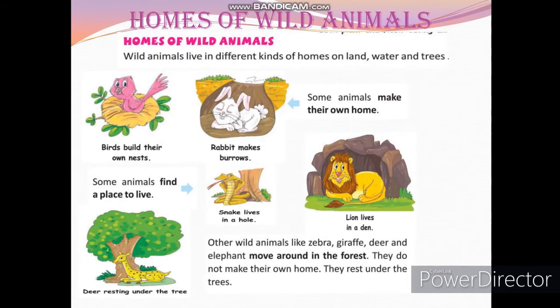Next, these animals make their homes also. Birds, small animals and wild animals all have homes. Wild animals live in different kinds of homes on land, water and tree. Some examples are given; you can see the textbook.